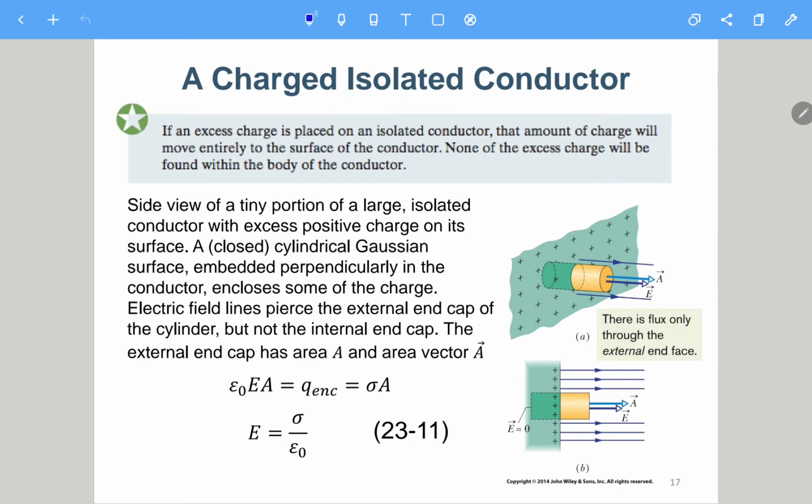Okay, so we talk about this one. The charged isolated conductor. If an excess charge is placed on an isolated conductor, that amount of charge will move entirely to the surface of the conductor. None of the excess charge will be found within the body of the conductor.